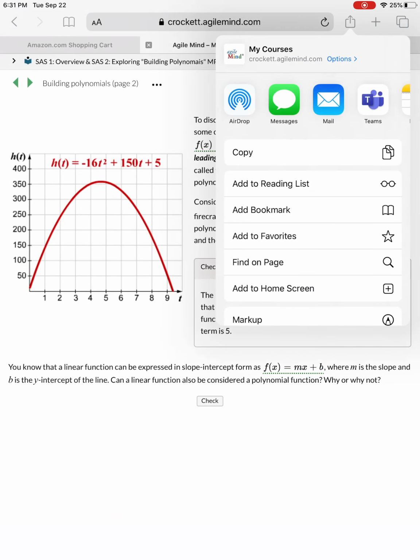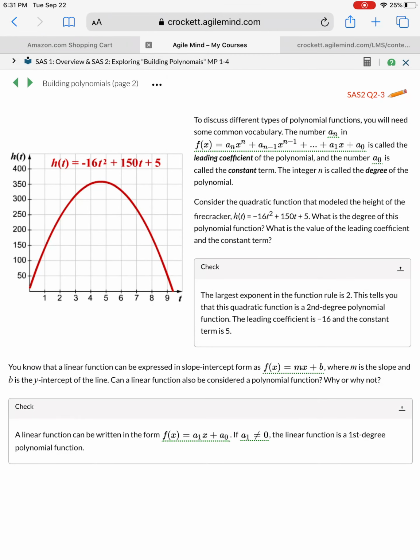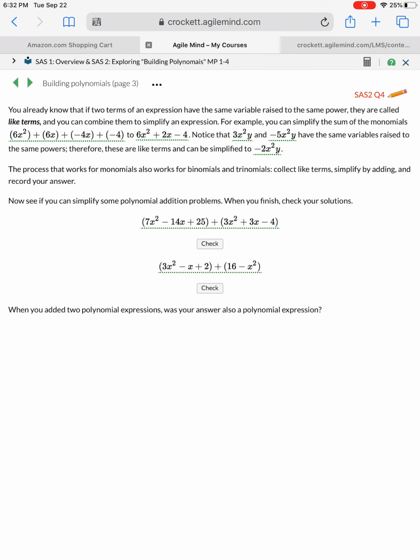So, can a linear function also be considered a polynomial function? Yes, it most definitely can, because a linear function can be written in this form with first degree polynomial functions. So, linear functions are first degree polynomial functions. Okay? This just tells us that the first term cannot equal 0. If the first term was 0, then it would just be a constant, and that would not be a polynomial. It would just simply be a number. Okay?